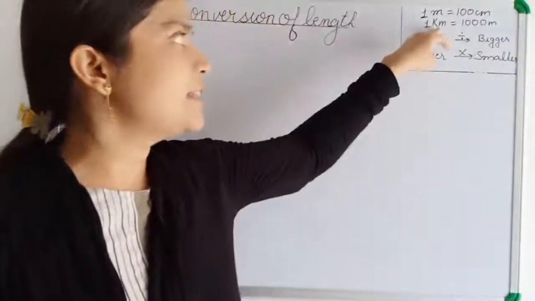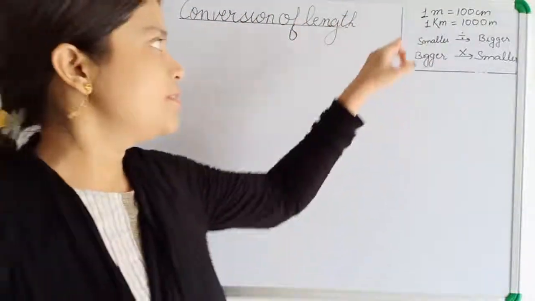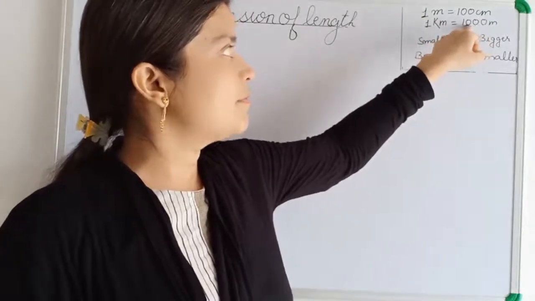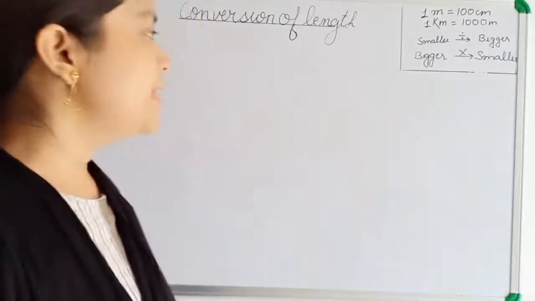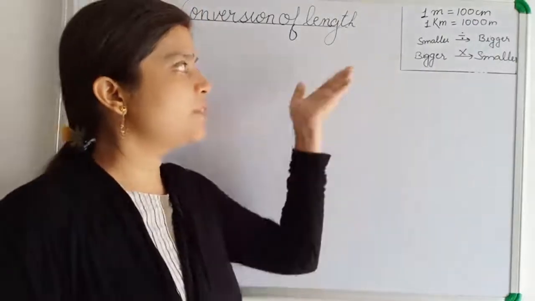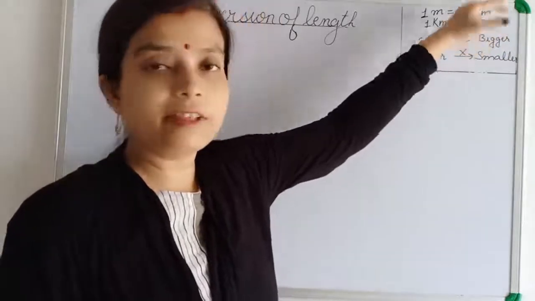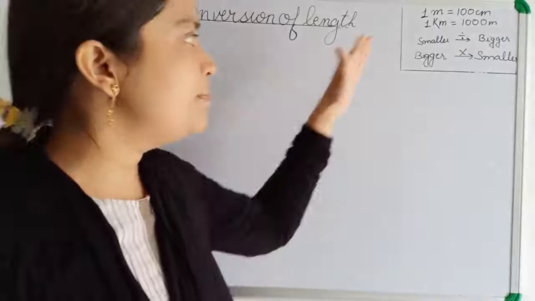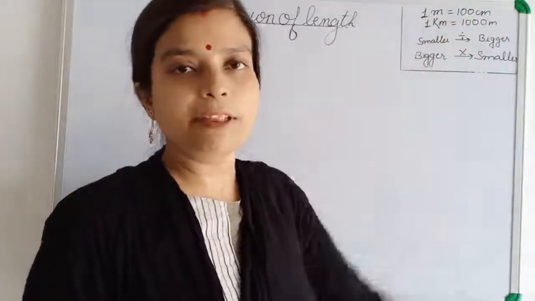I also said K stands for 1000. Keep it in your mind. K means 1000, so 1 kilometer means 1, and in place of K I have written 1000. When you have to convert from the smaller unit to the bigger unit, means centimeter into meter, you have to divide. And when you have to convert from bigger to smaller, means from meter to centimeter, you have to multiply.